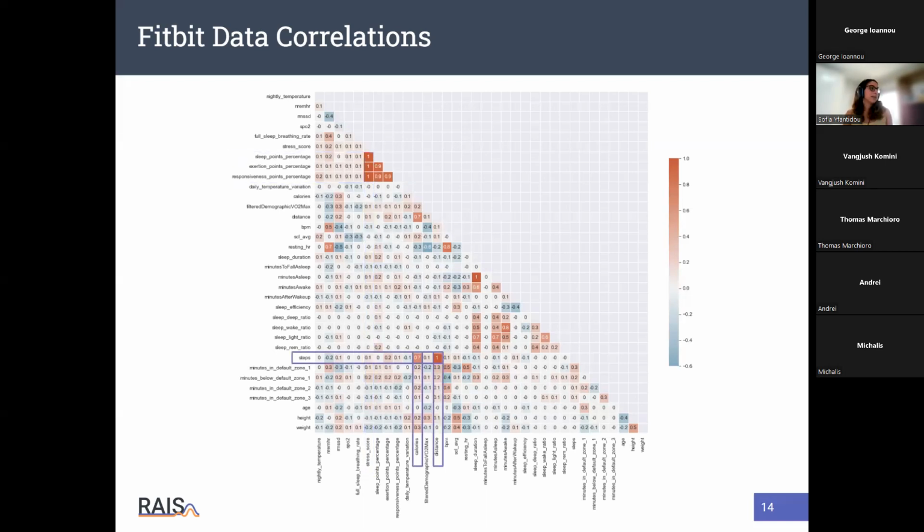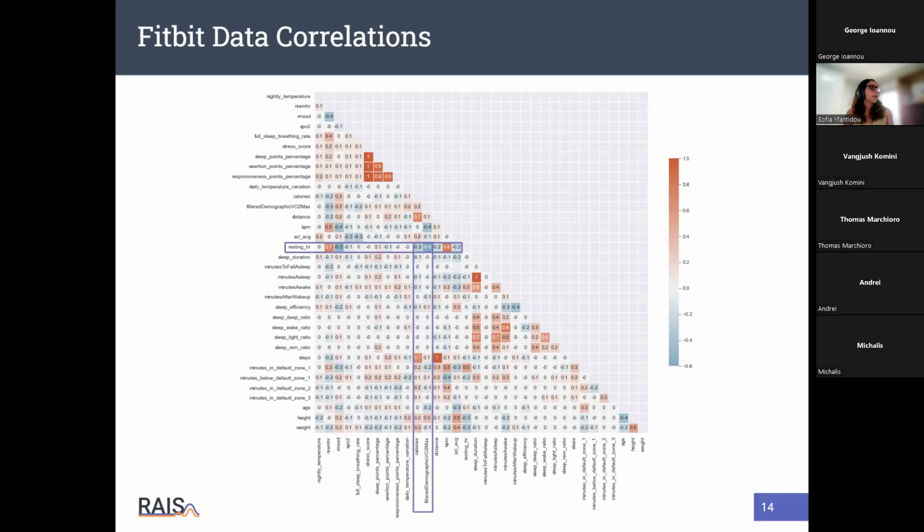Another example, which is somewhat expected, is that the number of steps is highly positively correlated with the calories someone burns and the distance they do. Specifically, it's 0.7 correlated with calories and 1 correlated with distance.